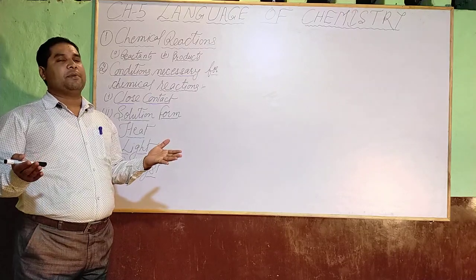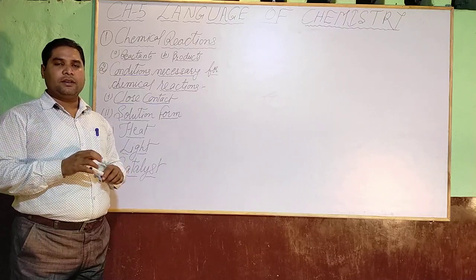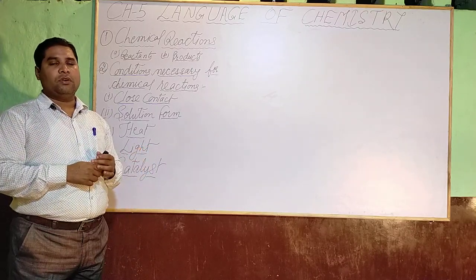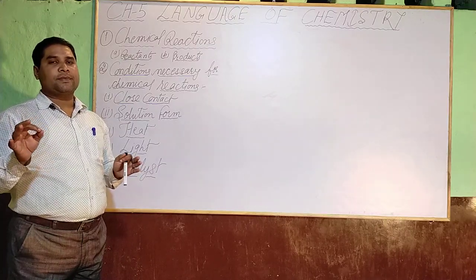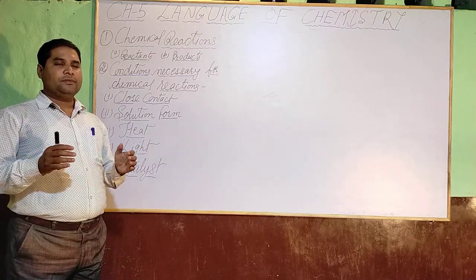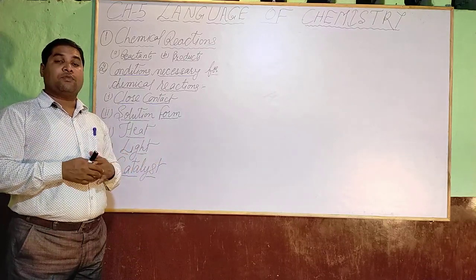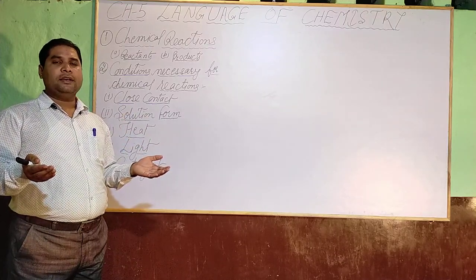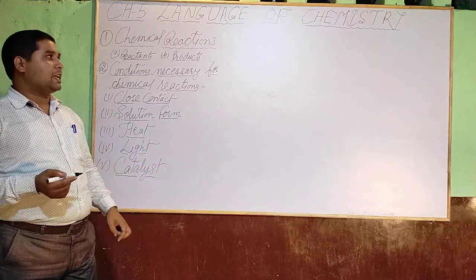What do you mean by chemical reaction? Any chemical change in matter which involves its transformation into one or more new substances is known as chemical reaction. In simple language, when two elements combine together and form a new product, it is known as chemical reaction. We can understand chemical reaction by the following examples.